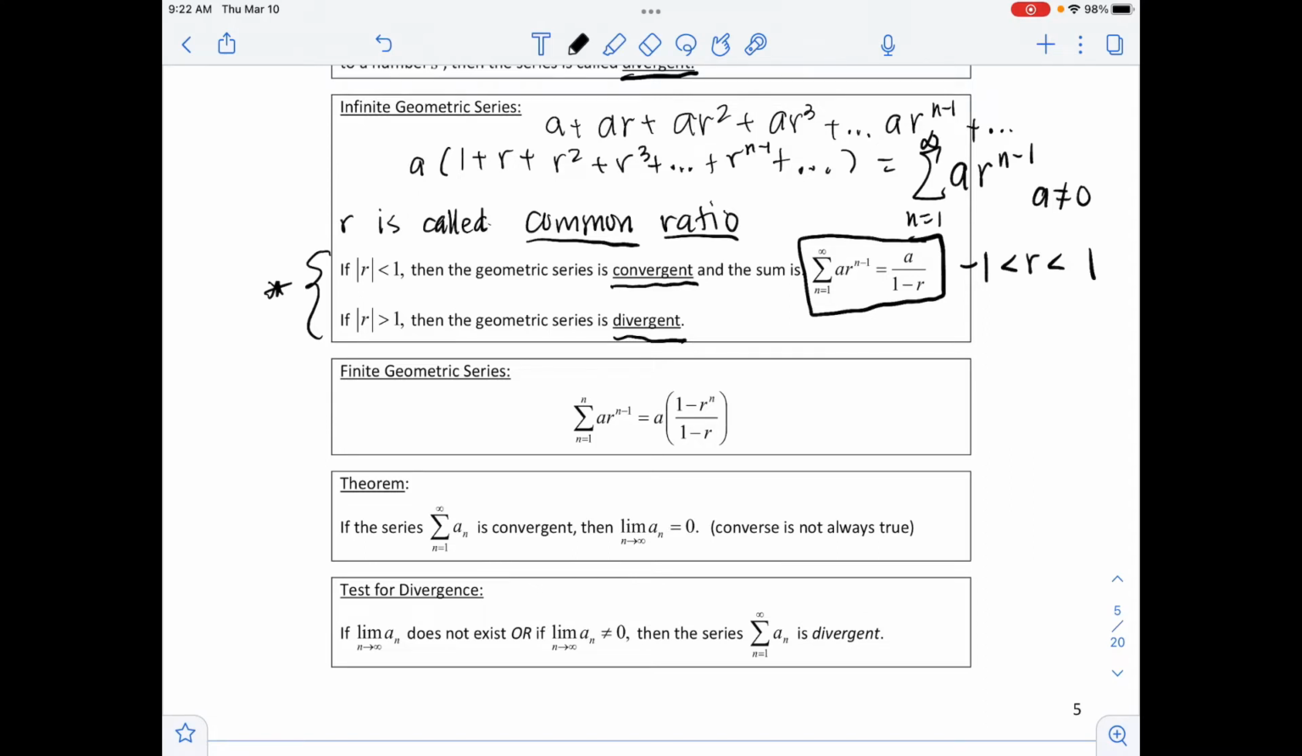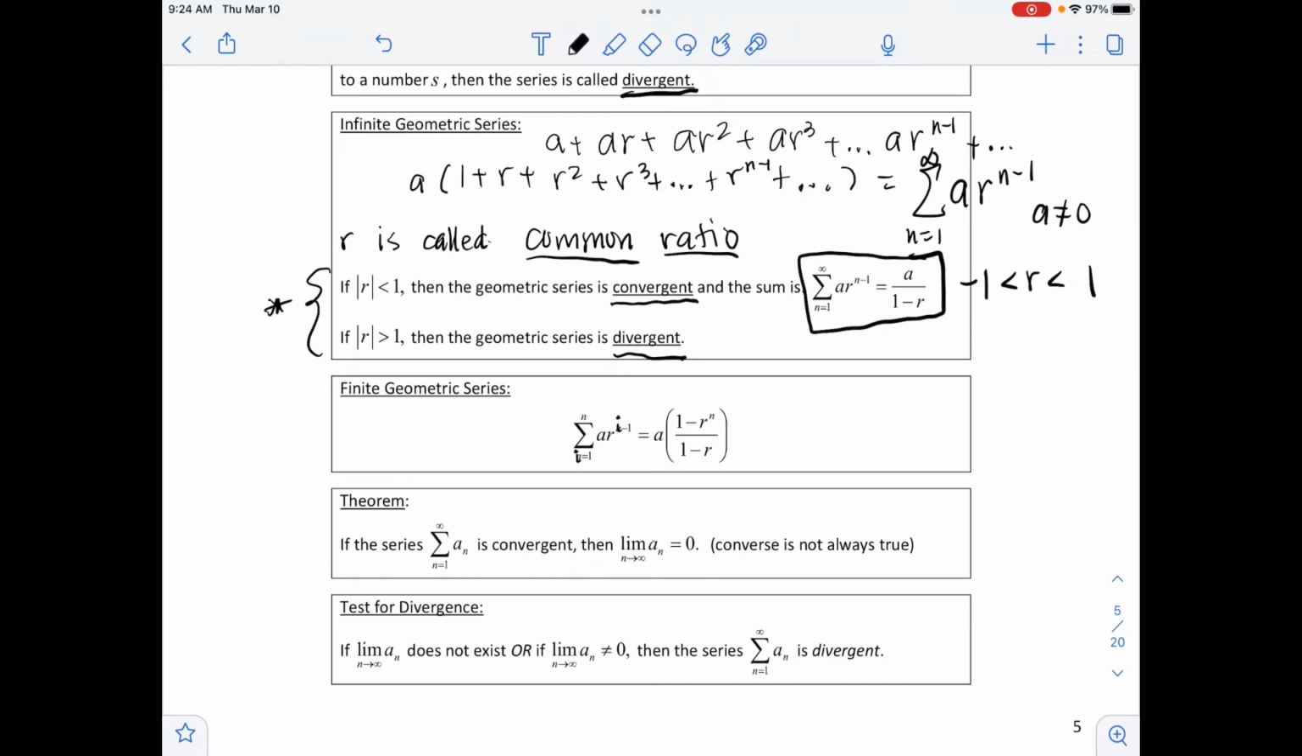Versus if r is greater than 1 or smaller than -1, then you're multiplying by something that's causing those values to get larger, either positive or negative, and then summing those up would obviously be something that's divergent.